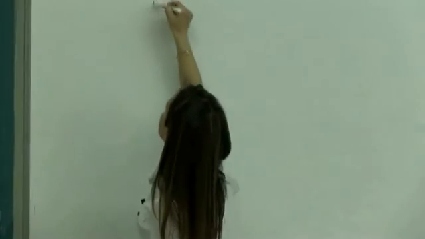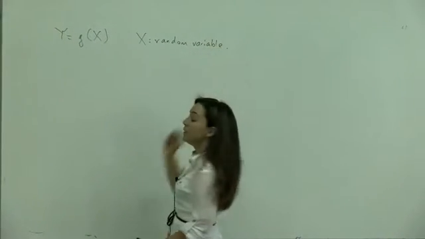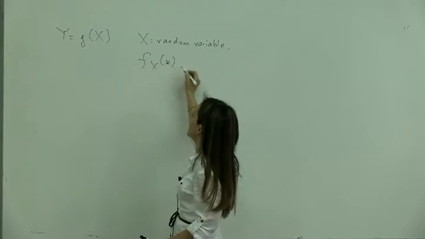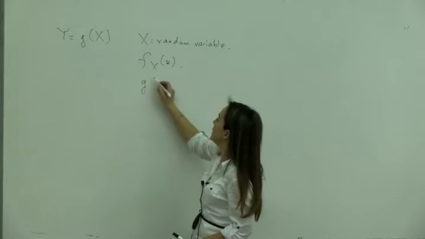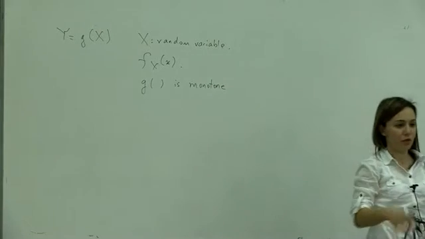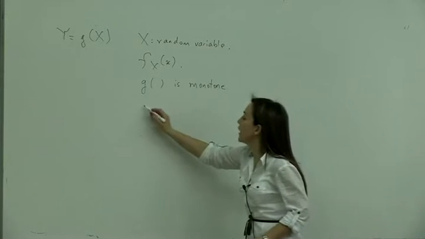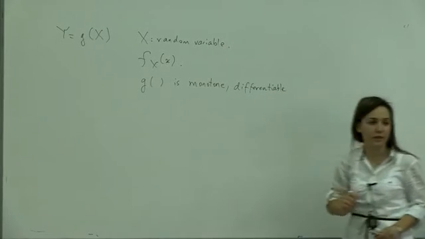The second thing I asked you to think about was y equal g of x, where g is a monotone function. Let's go through that together. So let's assume that y is equal to g of x. X is a continuous random variable with a PDF f_X of x. And we'll additionally assume that the function g is monotone. What does that mean? It's either decreasing or increasing. Additionally, we'll assume that g is differentiable and the derivative exists everywhere.